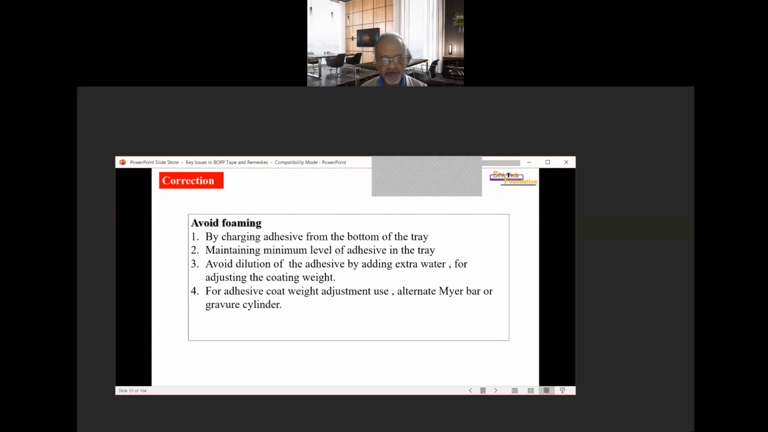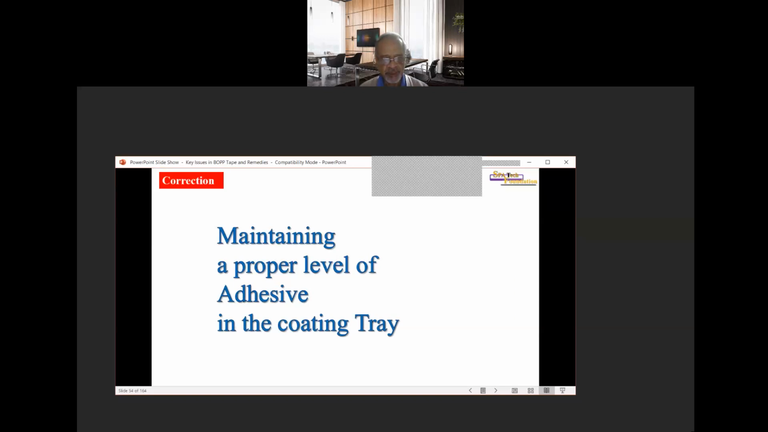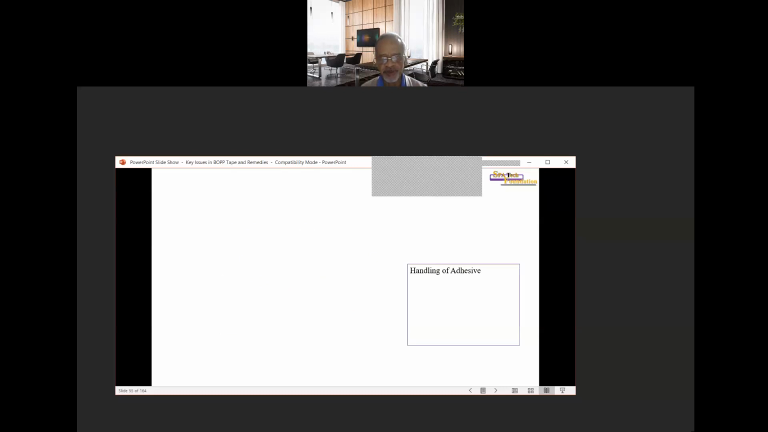For adhesive coat weight adjustment, use alternate Meyer bars or gravure cylinders of lower wide diameter or lower cell structure. Dilution of adhesive with water is not the right method for controlling the adhesive coat weight. Maintaining a proper level of adhesive in the coating tray is very important. How can we do it?